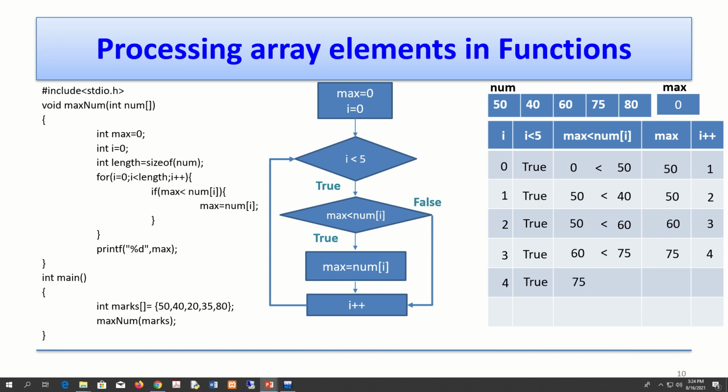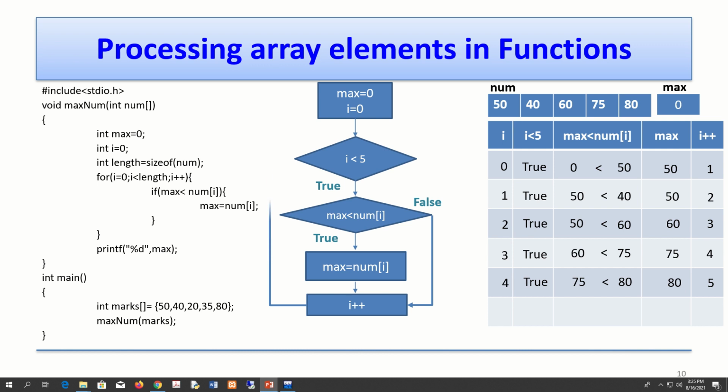Now we know the current maximum is 75. And num4, the final value or the fourth index of the array, is 80. 75 less than 80 is true. So go inside the if selection block. Then num4, the fifth element, is assigned to the variable max. Now the maximum is 80. Then increment I by 1, that is 5.